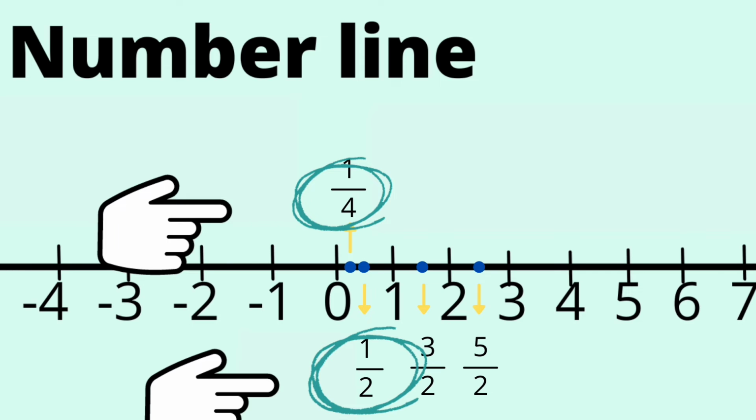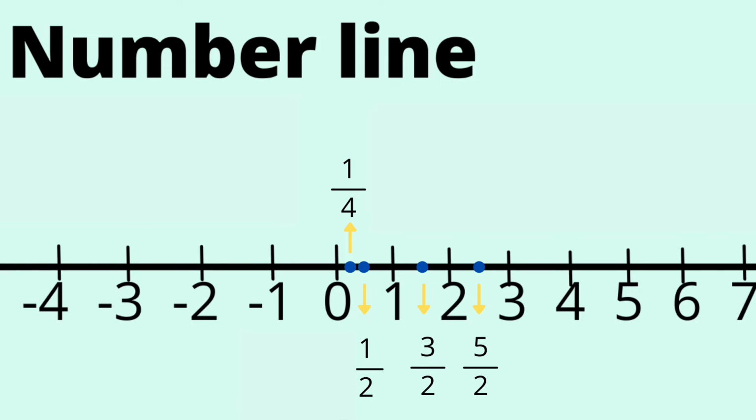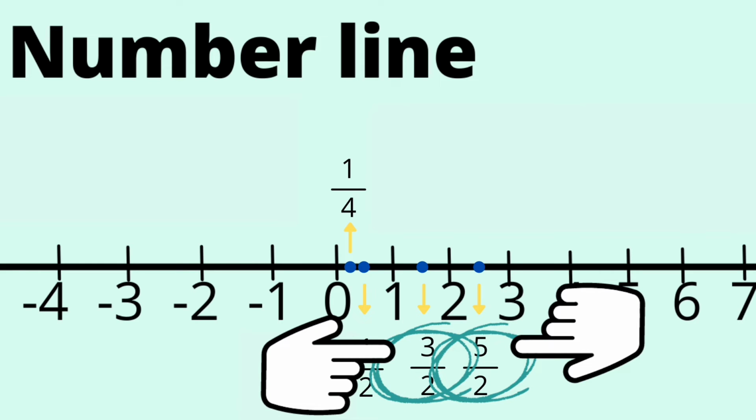Kapag naman the same ang denominator at iba-iba ang numerator, kapag mataas ang numerator, mas mataas ang value nito. Katulad nito, 3/2 and 5/2. The same sila ng denominator. Mas malaki ang 5 sa 3 na numerators. Kaya ang mataas na value ay 5/2 kaysa 3/2.